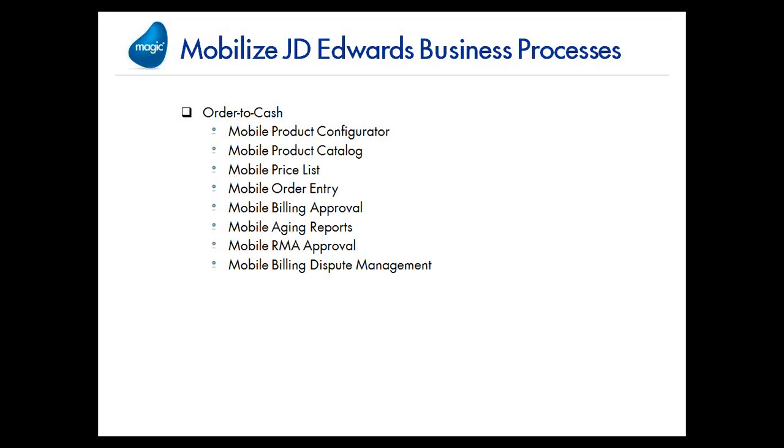But there are other areas like billing approval, aging reports, RMA approvals, billing dispute management that you may have a need for in your organization. Depending upon your type of business, some of these rise to the top as equal in importance to the more common requirements such as order entry.